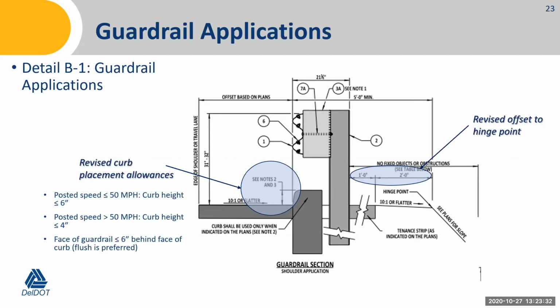One issue that we tried to resolve related to field concerns is the tolerance between the face of the rail and the face of the curb. Flush is always preferred. We want the face of the rail flush with the face of the curb. But in some cases, there is an allowance where it is no more than 6 inches behind the face of the curb to the face of the guardrail. That situation would be allowed, no more than 6 inches. We did revise the offset to the hinge point behind the post to 3 feet.